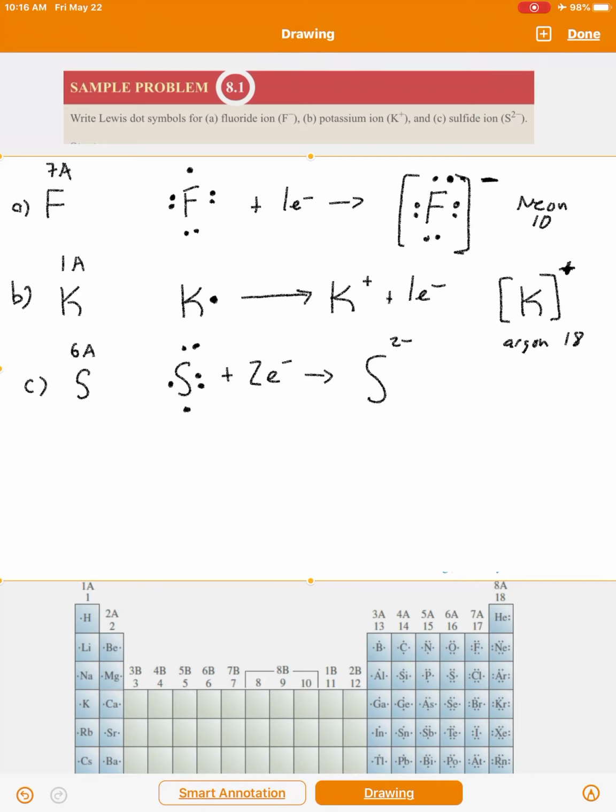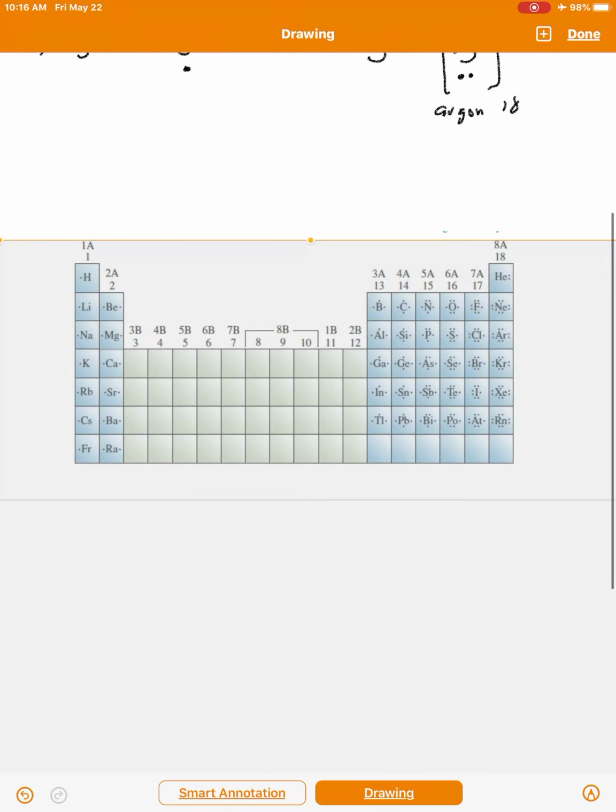So let's draw out the Lewis symbol for the ion. Gain 2 electrons: 1, 2, 3, 4, 5, 6, 7, 8. It now has 8 valence electrons. Again, it's negatively charged, so we're going to indicate that with our 2 negatives right there. What that gives you is the same configuration as argon, which is element number 18.